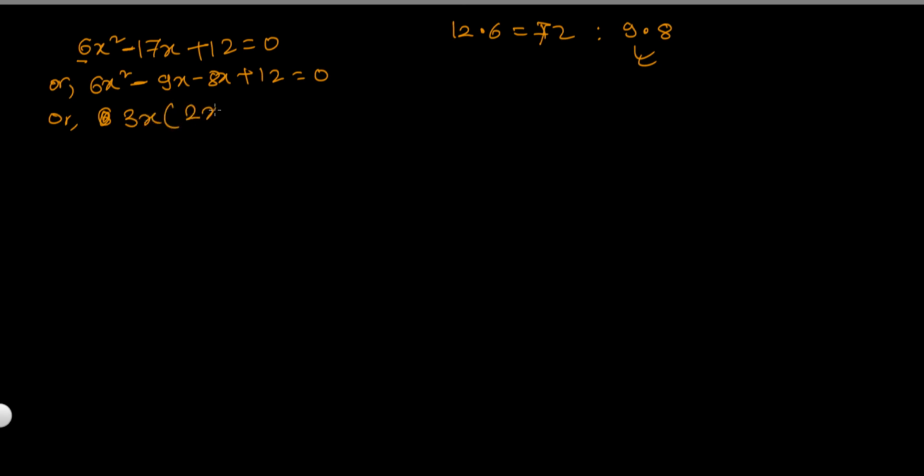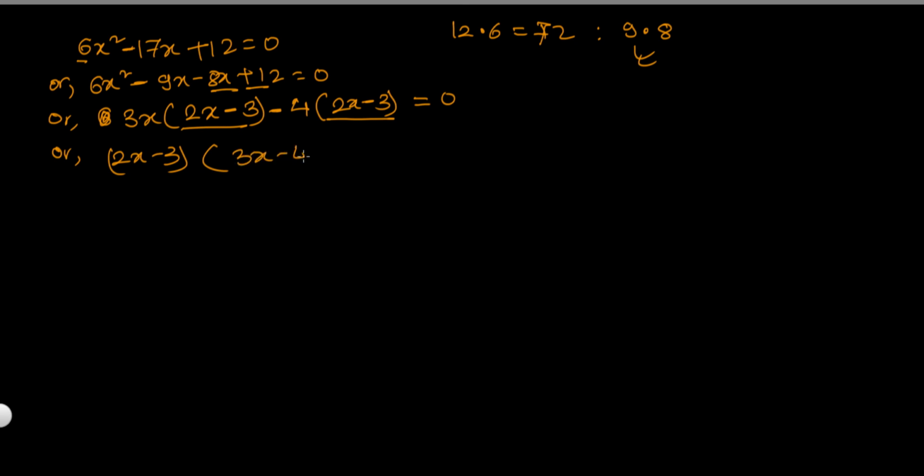We have 2x minus 3 over here, and minus 4 is common over here because 4 times 2 is 8 and 4 times 3 is 12. So we're gonna have here 2x minus 3. So this is common in both expressions. Let us write that first. 2x minus 3. Don't forget to write equals to 0 because this is the equation. So 2x minus 3 will be left with 3x minus 4.